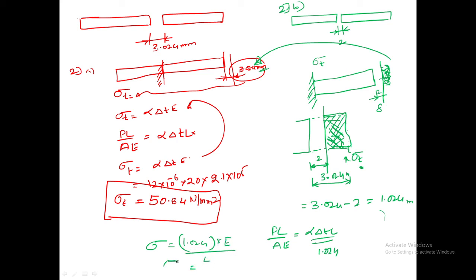Now 1.024, 2.1 into 10 to the power of 5 divided by 12.6 into 1000. Someone calculate.